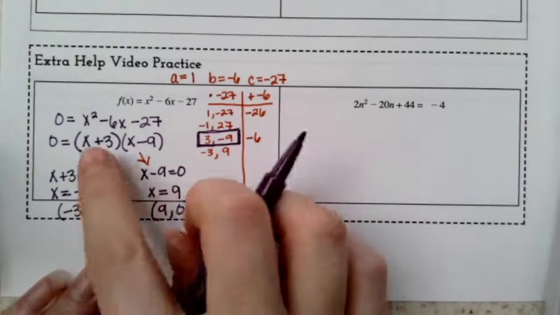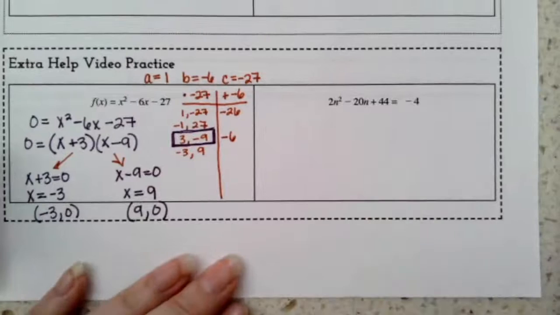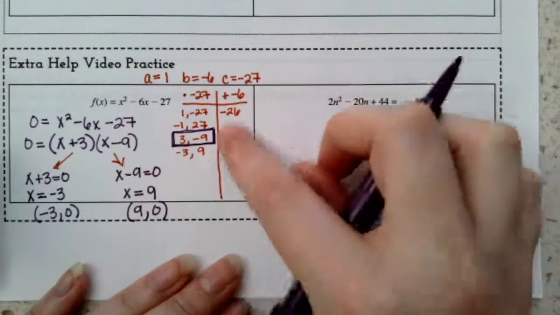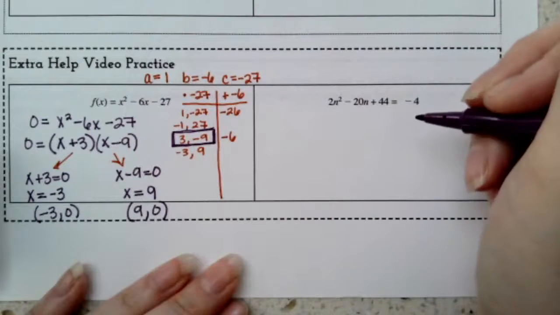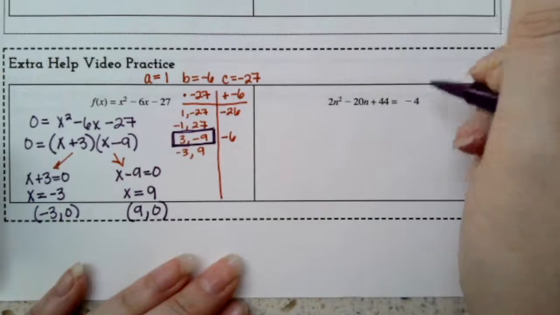So make sure you actually set them equal to 0 and solve. So let's do this other one. We just have a couple initial steps to do before we can do what we just did in this problem. And that's the first thing: this is not equal to 0. We have this thing on the other side, this negative 4.